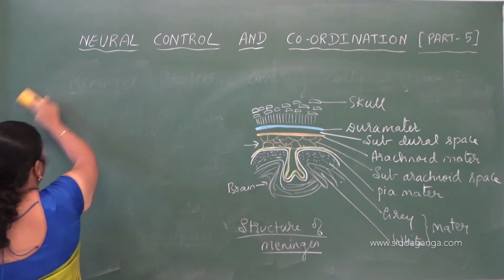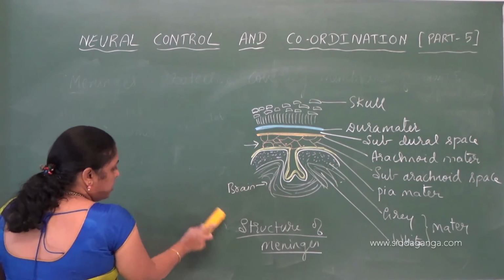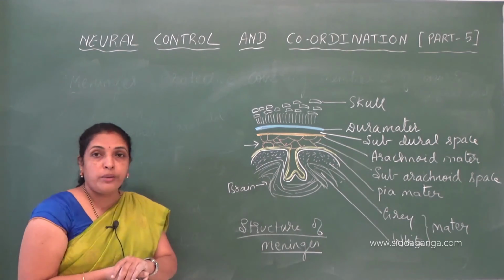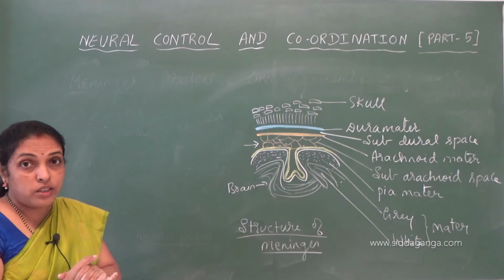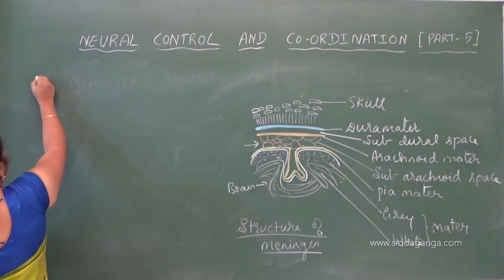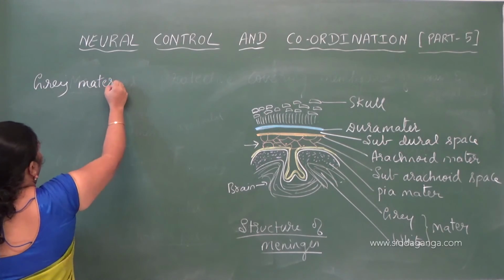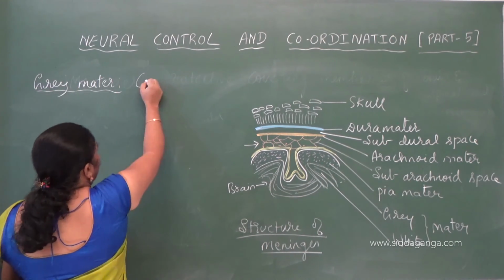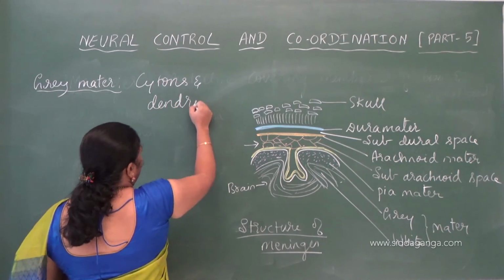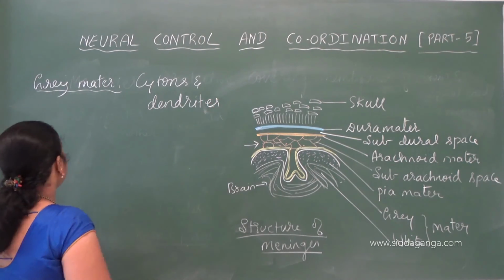Grey and white matter are tissues that are part of the central nervous system, differentiated into grey or white matter depending on the parts of nerve cells involved. In the grey matter, you see cytons and dendrites.